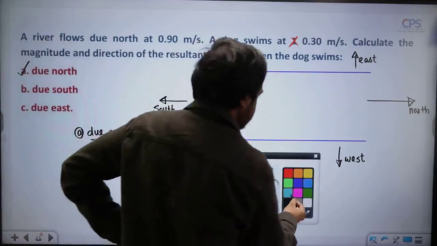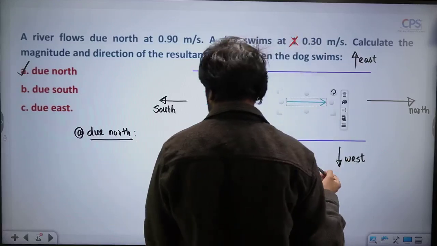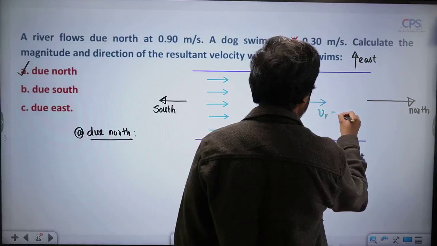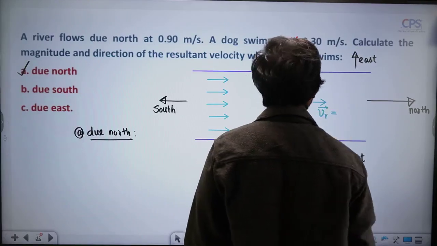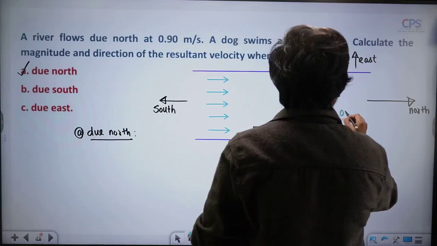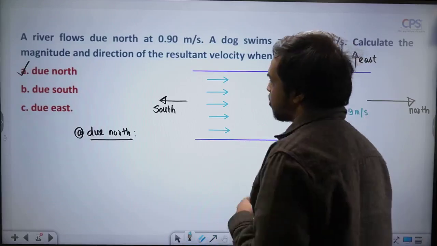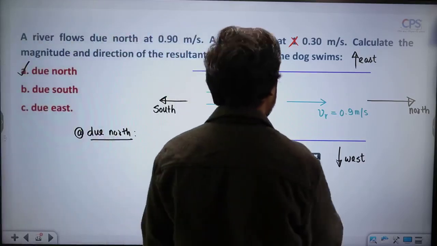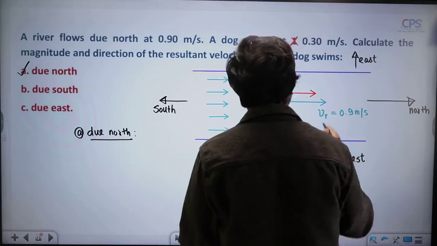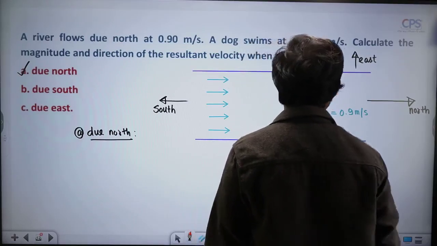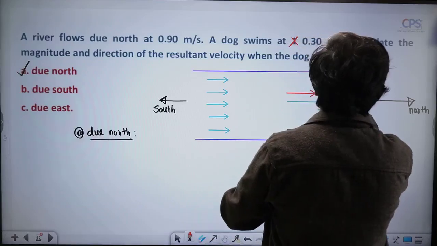See, the velocity of the river, let's say VR, river velocity, is in this direction. This is 0.9 meter per second. Now the dog also swims in the north direction, so the dog swims in this direction. So VD, D for dog, how much is it? 0.3 meter per second.